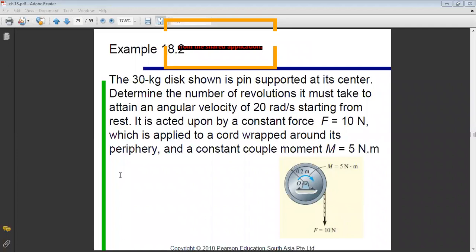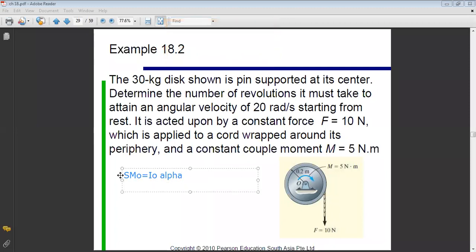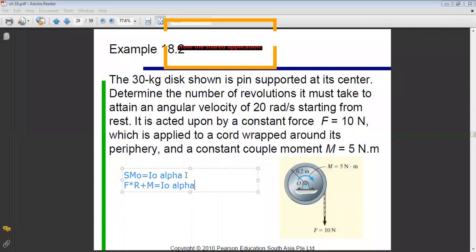So first, if I use chapter 17, I will do sum of moment about O equals I_O alpha, because O is a fixed point. If I do sum of moment about O, what do I get? I get F times R, taking the clockwise direction as positive, plus moment M, equals I_O alpha. My only unknown is alpha. I get alpha, and alpha here is constant because M is constant and F is constant.